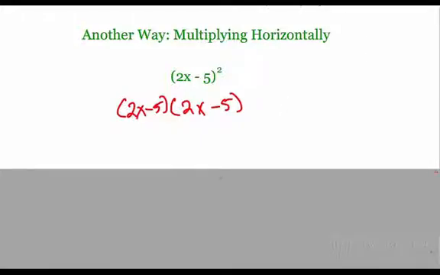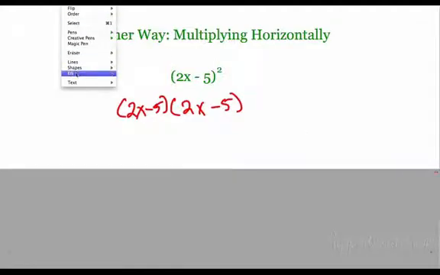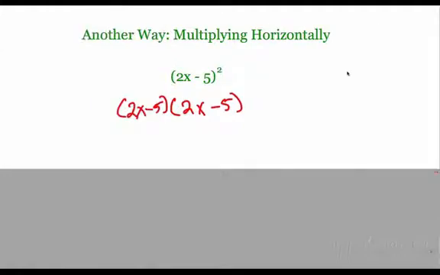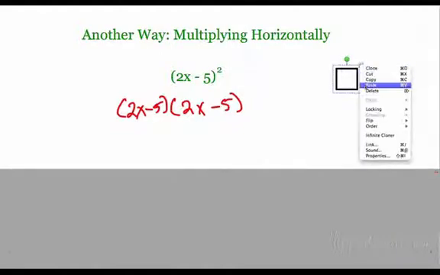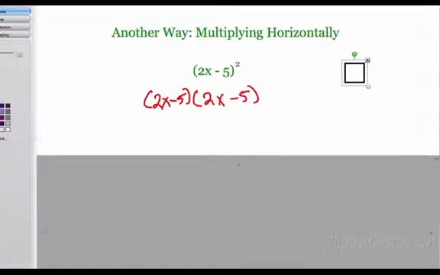All right? Now, what you could do, though, is you could come up here and multiply it horizontally. Now, some of you are going to know this way already. Some of you may like this way better. It's all a preference. We're not going to make you do it one way or the other. We're going to make you do it so that you learn it. All right? That's all we care about, is that you learn how to do this.